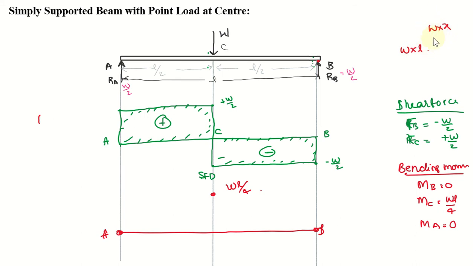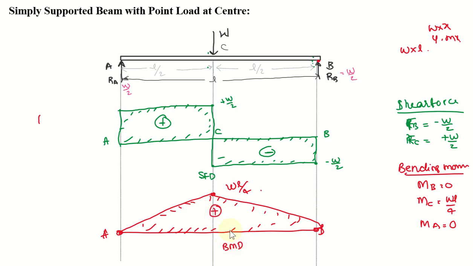So x is the distance. Okay, y is equal to mx. As we have seen, this is the equation of a straight line. We have to join those points with a straight line. So just like the cantilever beam, what we have seen previously. So this is the positive bending moment diagram. That's it.